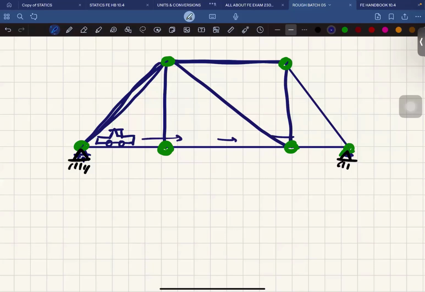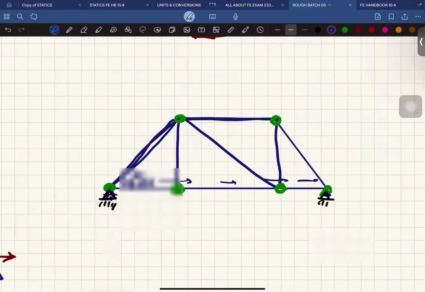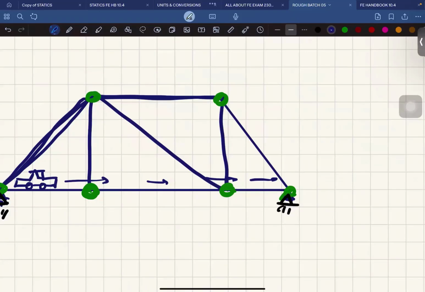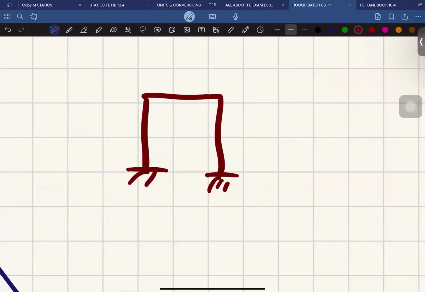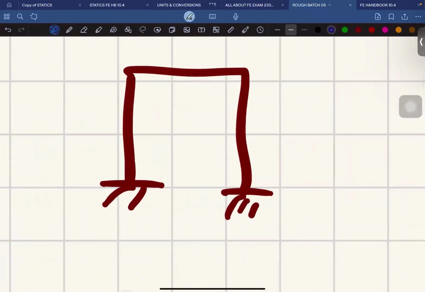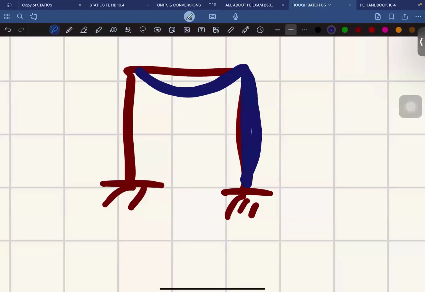Car keeps on moving like this. The main difference between beams and trusses, or frames and trusses: frames are nothing but beams and columns. If this is my frame, the deformation is going to be like this. The bending will be happening in the beams, there will be compression and slight bending again.